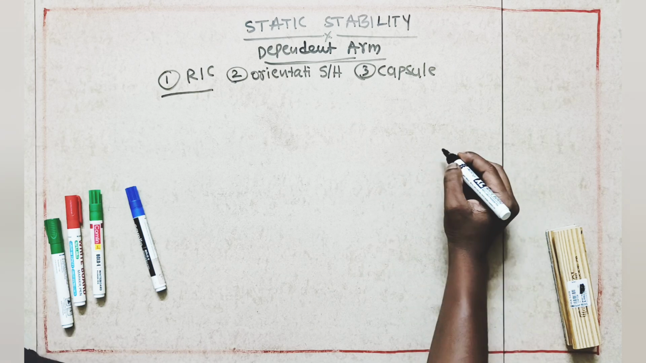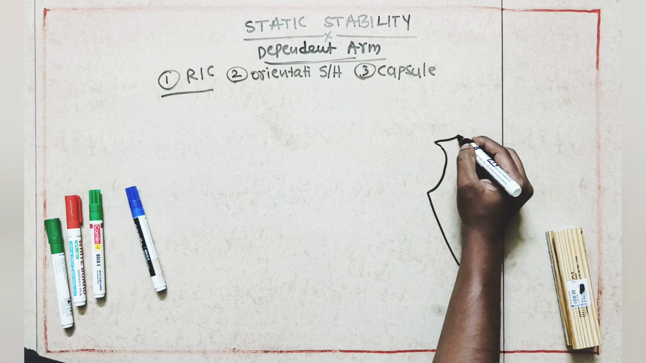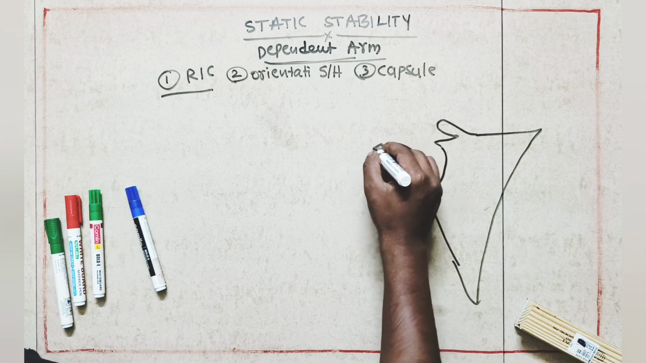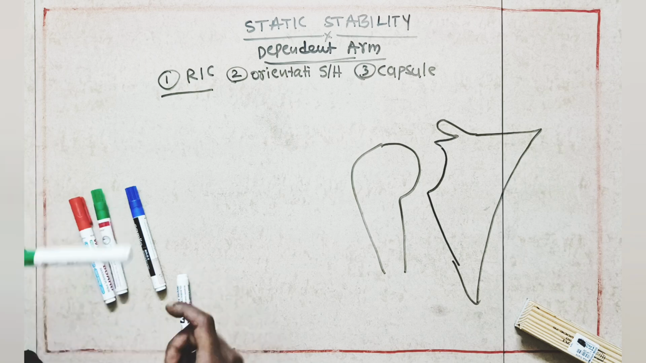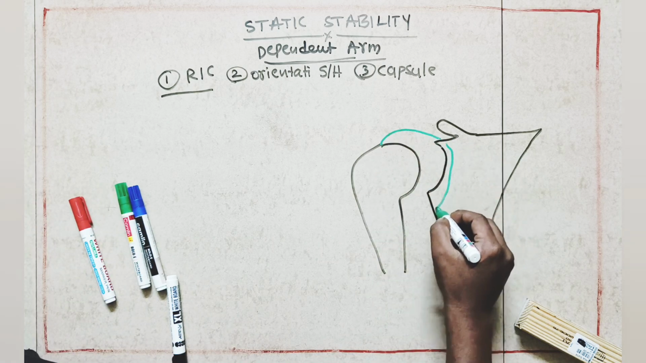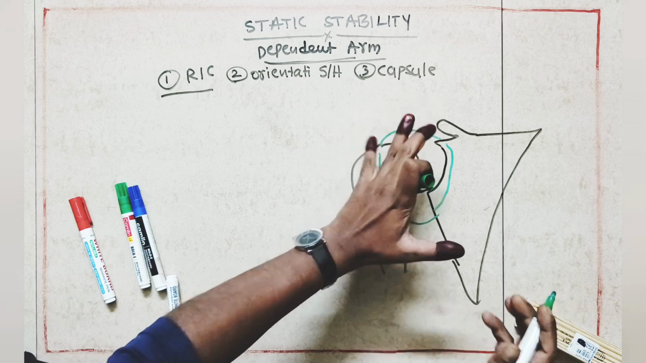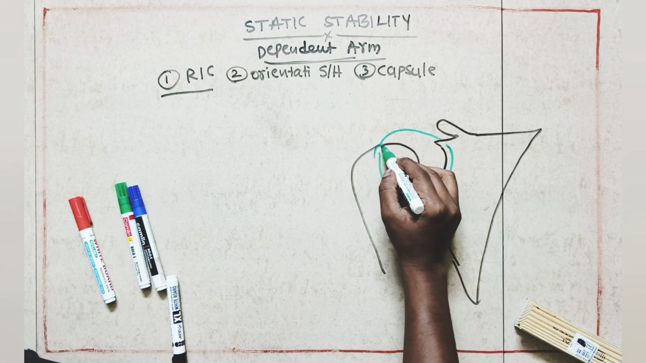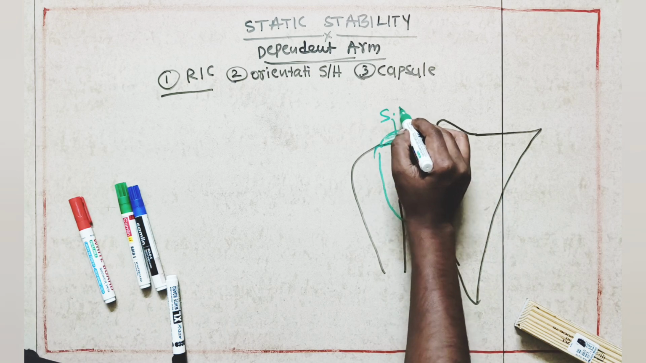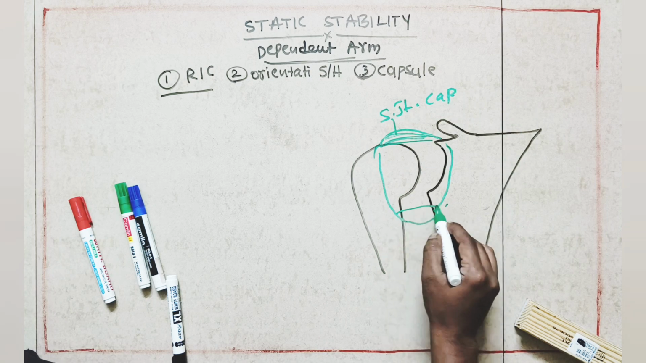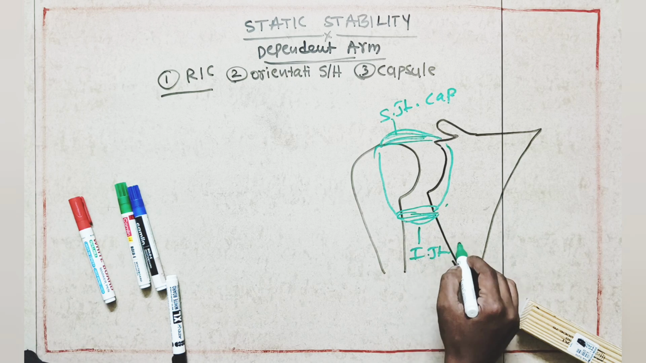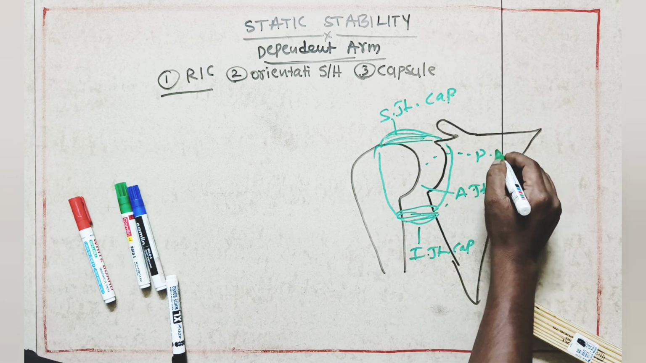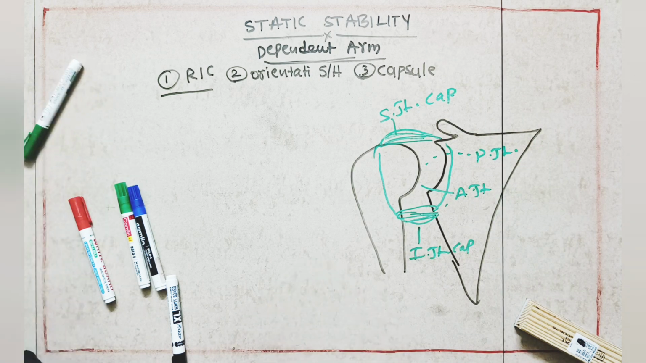Suppose we take this as the glenoid cavity of the scapula. Here we will have the coracoid process. This is the glenoid cavity of the scapula, and here we have the head of the humerus. A joint should have a joint capsule. One joint capsule is going to cover the entire joint. In this joint capsule, we will say this portion is the superior joint capsule, this portion is the inferior joint capsule, anteriorly the anterior joint capsule, posteriorly the posterior joint capsule. So these are the structures of the capsule.